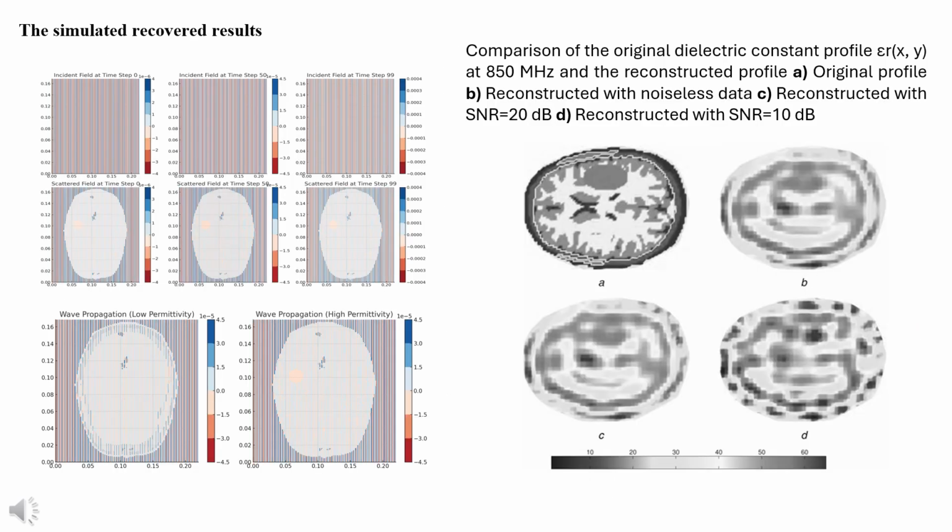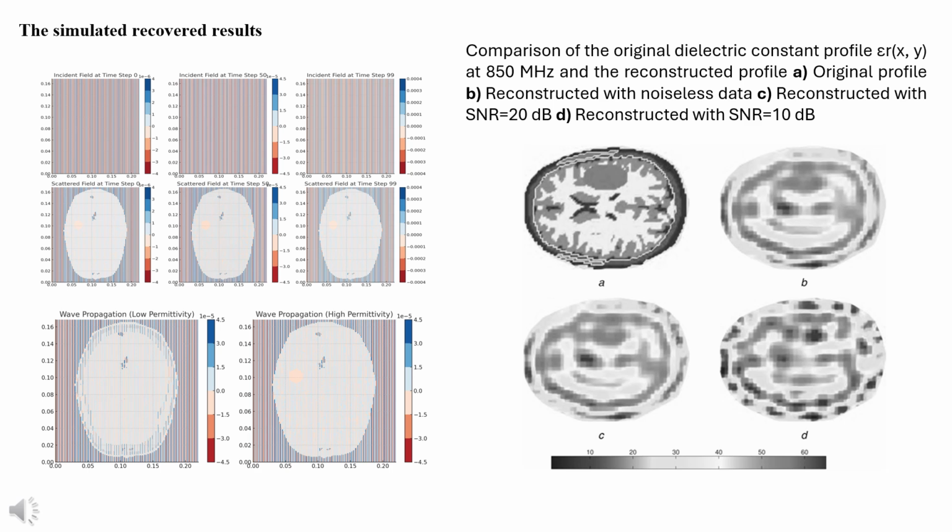This slide provides a comprehensive view of wave propagation, illustrating how electromagnetic fields evolve over time in both low and high permittivity environments. The incident and scattered fields help us understand how waves interact with objects in the medium, while the final images on the right offer a potential reconstruction of the medium's internal structure, showing how different permittivity levels affect wave interaction and imaging results.